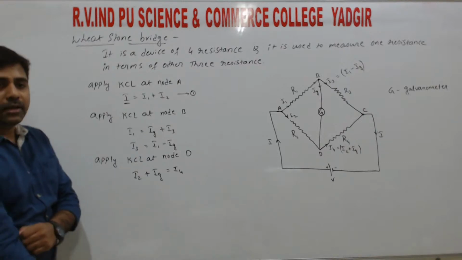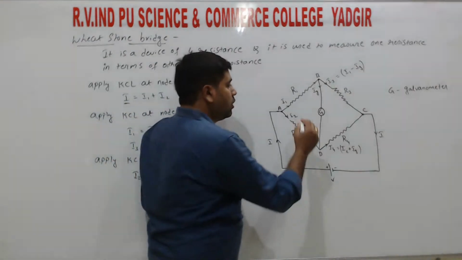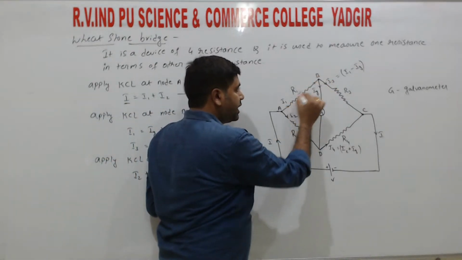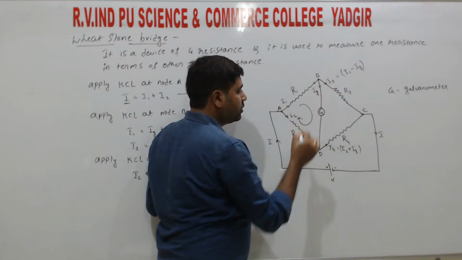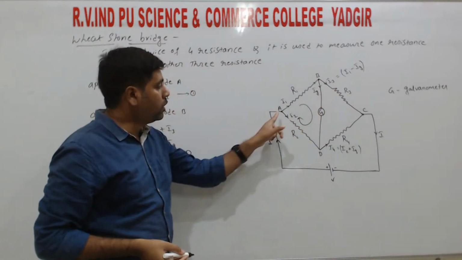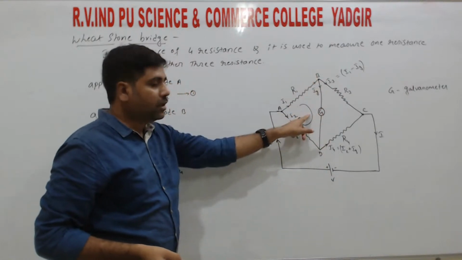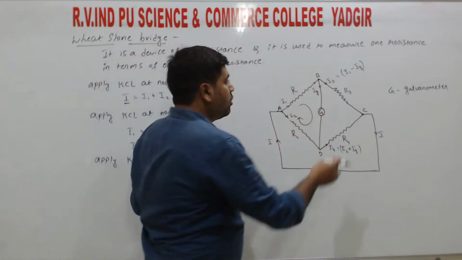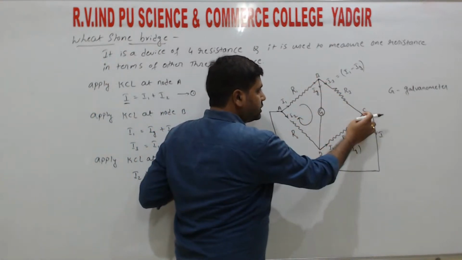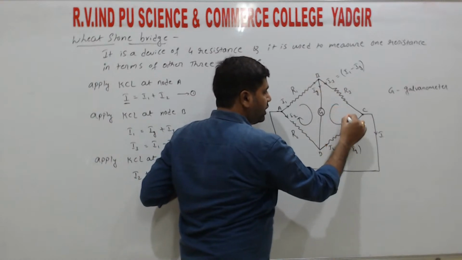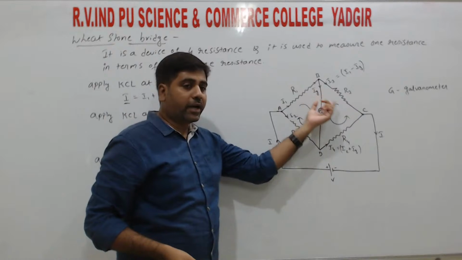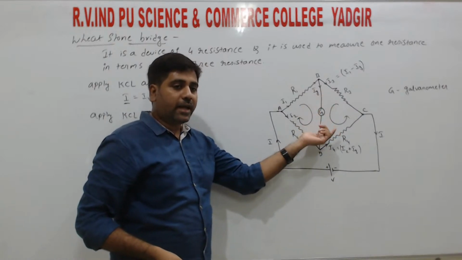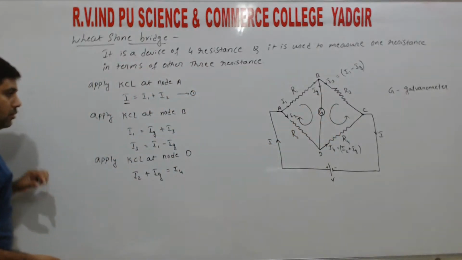Now applying Kirchhoff voltage law for the loop or mesh A, B, D and A. I am taking the loop A, B, D, A in the clockwise direction, and for the loop B, D, C, A, I will take it in the anti-clockwise direction. It is your wish, you can take any direction or any manner.